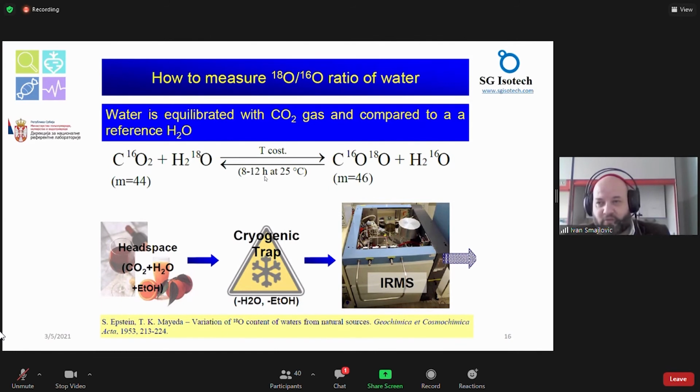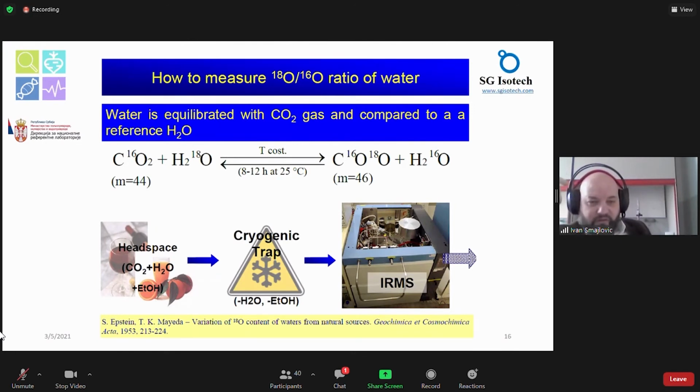This is a technique which is used for oxygen in waters or wine or strong spirits, whatever. It is based on a principle that you put a small amount of your sample in a vial, and then in the headspace you inject a mixture of helium and CO2. Helium is to preserve this atmosphere as an inert gas, and CO2 is the equilibration gas.